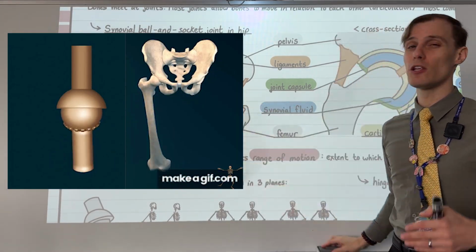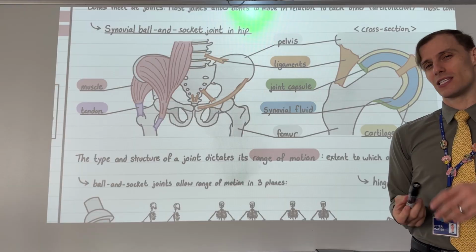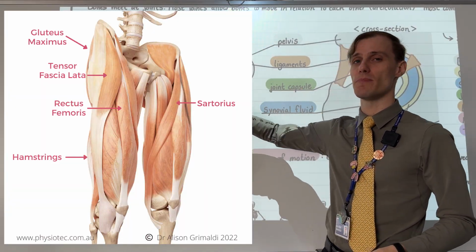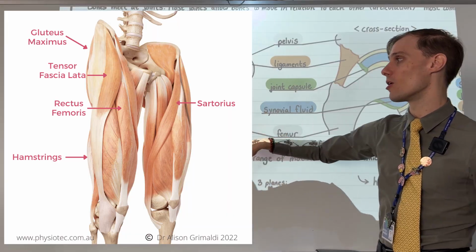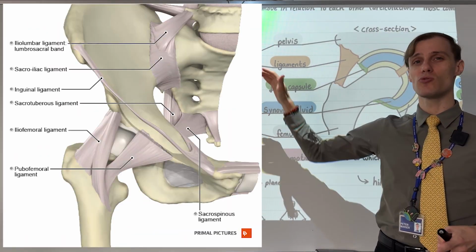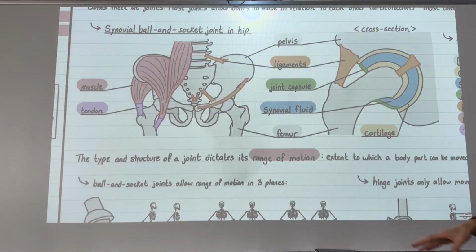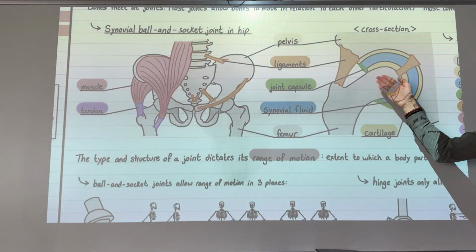Now, of course, we have a lot of different muscles involved here, and it's not necessary for you to be able to name these, but these muscles would be attached to both the pelvis and the femur via tendons, and the bones would be attached to each other via ligaments. Now here is a zoom in, or a cross section, of this bone.